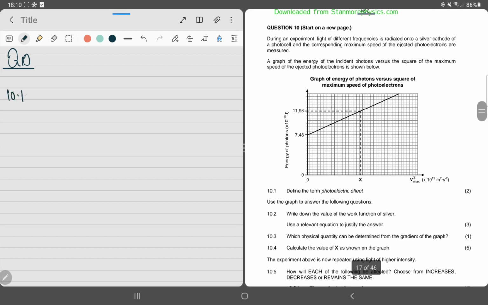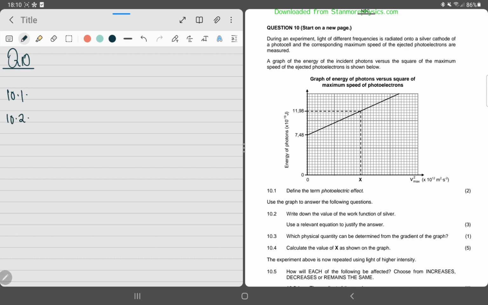10.1. Define the term photoelectric effect. So this is the process whereby electrons are ejected from a metal surface when light of suitable frequency is shone on it. Use the graph to answer the following questions.